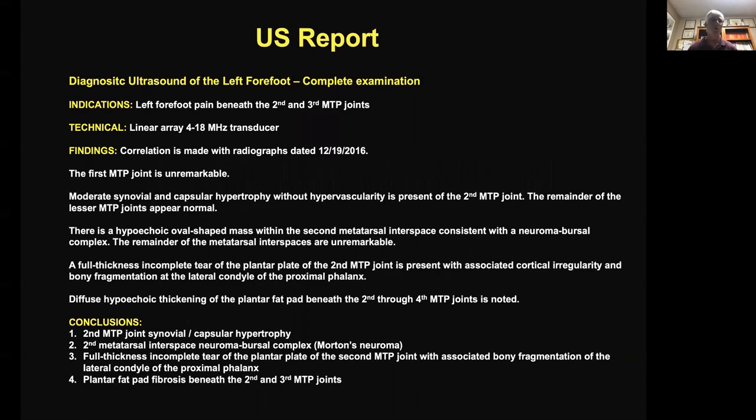So what does my report look like? All right, so again, there's variability in how we all report this. This is just what I do, and this is the actual report I did.